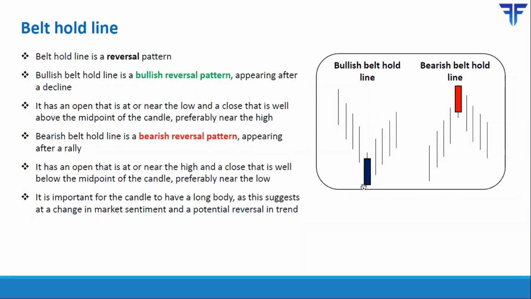Let's talk about bullish belt hold line first. Once a bullish belt hold line is printed, you wait for one or two candles to form. If in the subsequent candle the low of the bullish belt hold line is not broken, and if price breaks above the high of the bullish belt hold line, then you place a buy, keeping a stop loss below the low of the bullish belt hold line, similar to what we saw in case of hammer and inverted hammer.